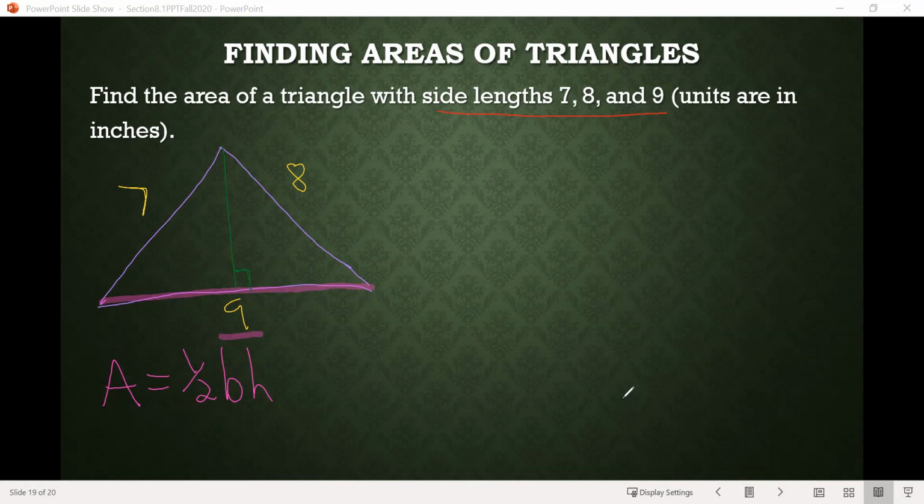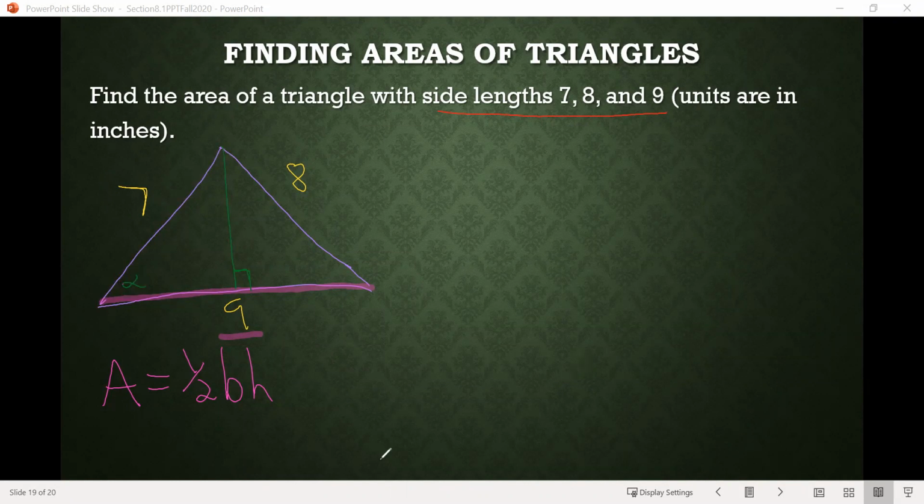In this picture, we don't actually know what that is. We could maybe try to guess, but we'd rather be more precise. To help us find that, it'd be really nice if we knew the measure of this angle right here, because that angle is inside of a right triangle, a mini right triangle there. We could use that angle, along with the length of the hypotenuse, to find the height. But again, we do not have the measure of that angle.